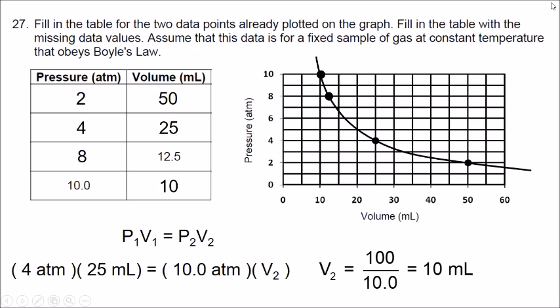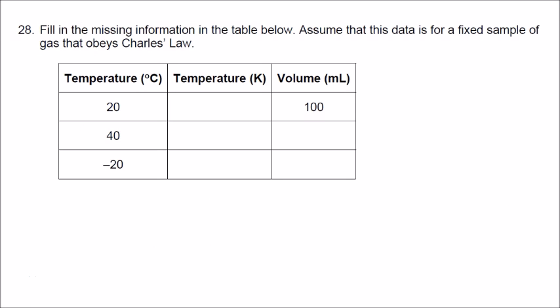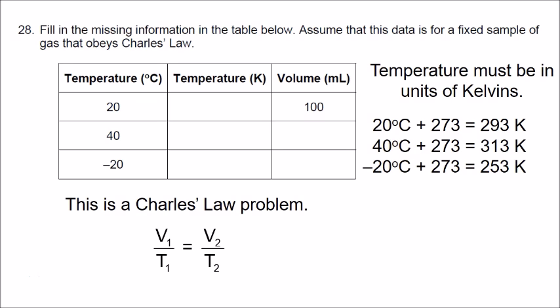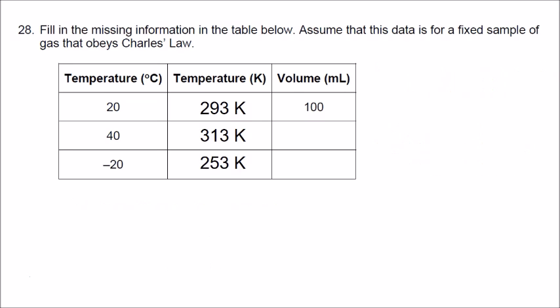Okay, now on to number 28. This is about Charles' law. So that's volume over temperature equals volume over temperature. Remember that temperature should be in kelvins. So 20 degrees Celsius becomes 293 Kelvin. 40 degrees Celsius becomes 313 Kelvin. And negative 20 degrees Celsius becomes 253 kelvins.